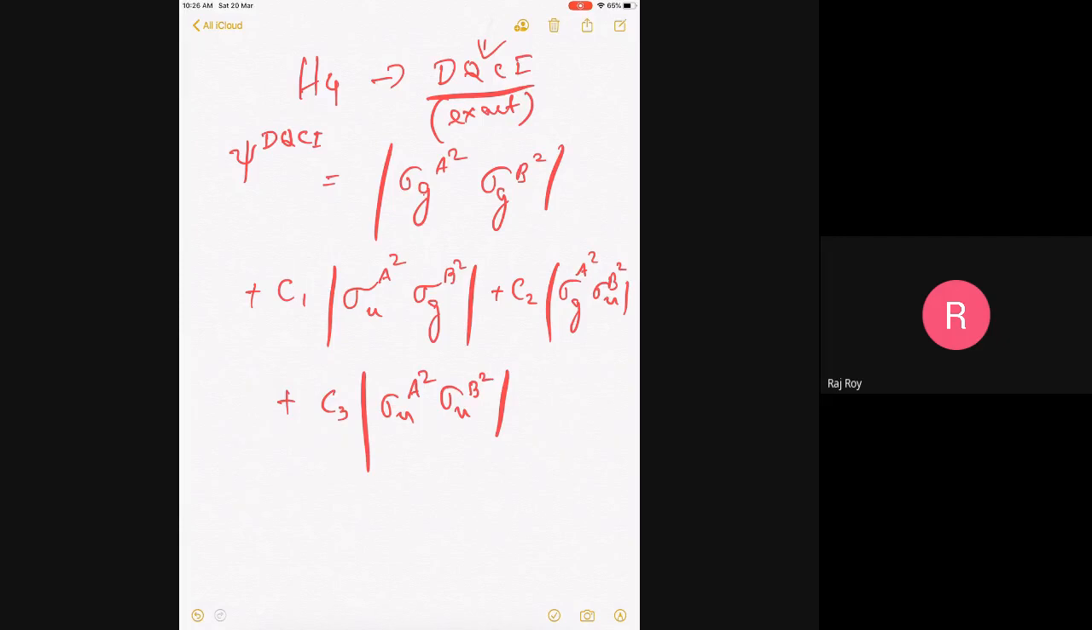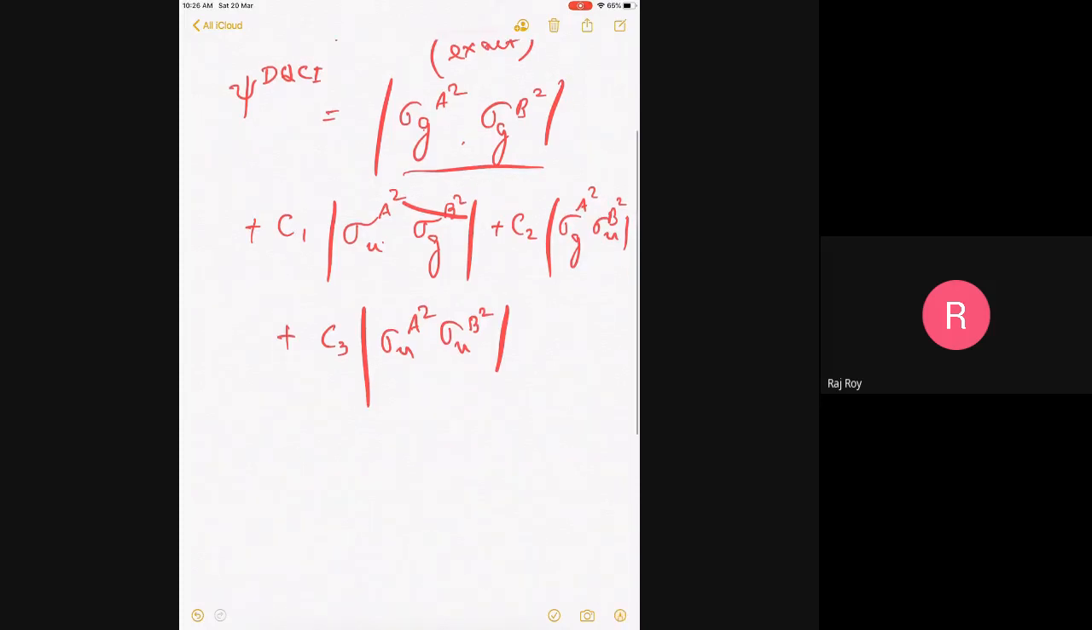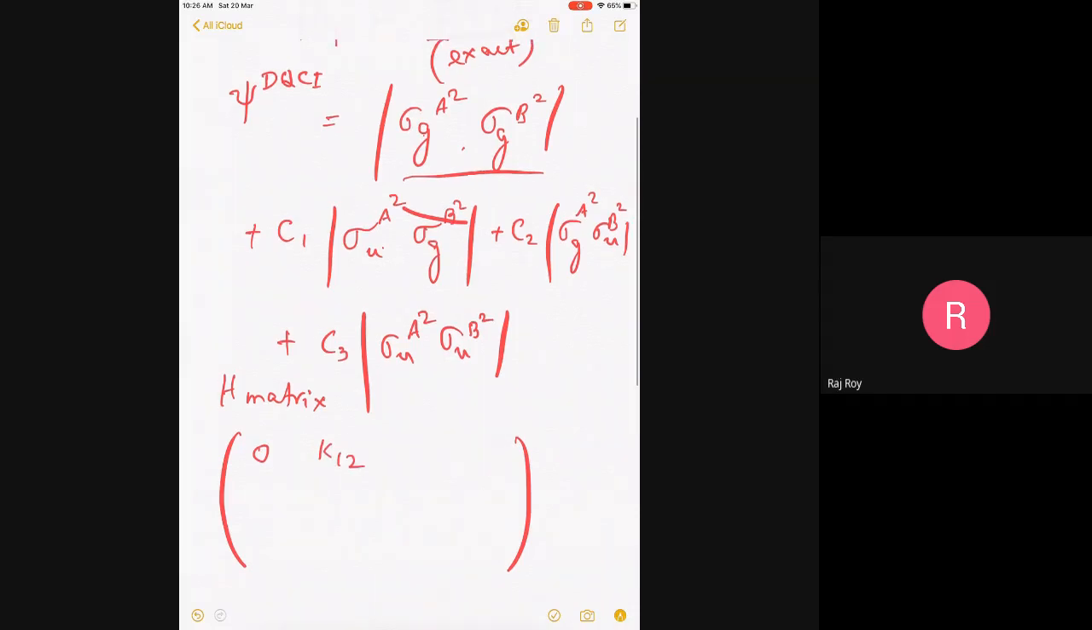Please remember that I already have the matrix element between these, which of course is very easy. That's the Hartree-Fock, and that is 0 basically. Then I have the matrix element between doubles and Hartree-Fock. So let me write down that CI equation. I'm just writing down the H matrix now. The first term is 0. The second term remains K12, which is basically the Hartree-Fock with one doubles. Hartree-Fock with another doubles also remains K12.